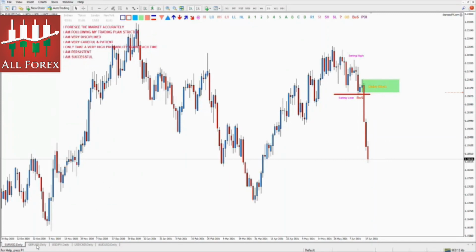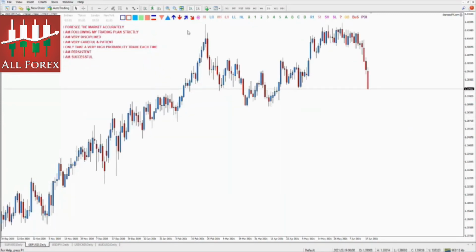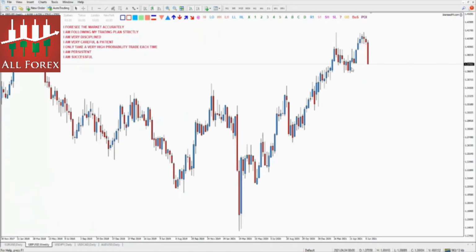Now take a look at GU. Wow, GU also is really bearish for now. Let's take a look on weekly. It's the same, bearish. Take a look.